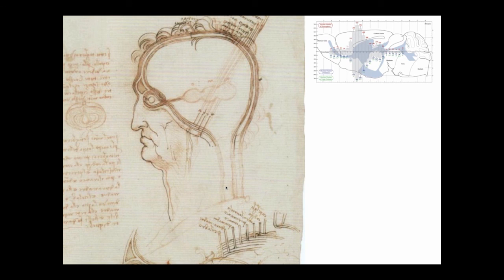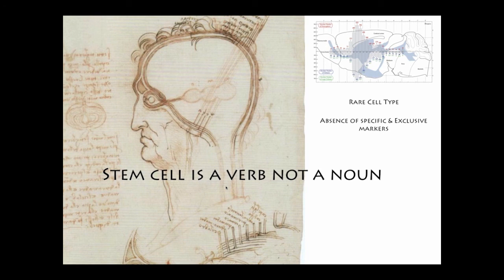So why are stem cells so difficult to identify and measure? Well, 2 reasons. First, it's a rare cell type. It's really hard to study something that's very infrequent. And number 2 is there's an absence of markers that are specific for the stem cell population and that are exclusive for this population as well. And so this is what led us to the statement that a stem cell is a verb.